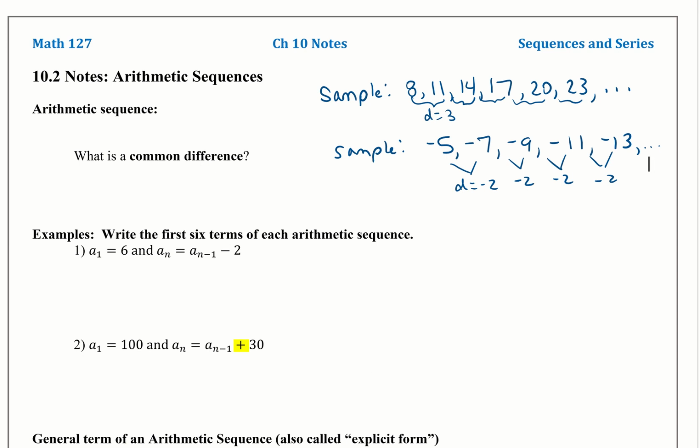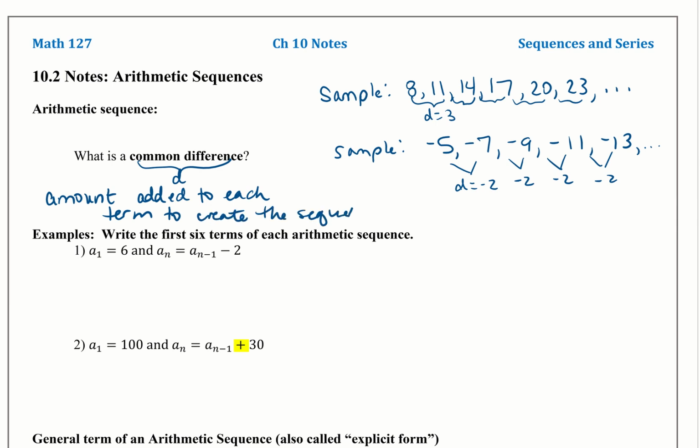So a common difference, we'll use the letter D, and it is the amount that is added or subtracted. And when we think about subtraction, you could also think of adding a negative to each term to create the sequence. So anytime you have a situation where the pattern for one term to the next term is either adding or subtracting the same number each time, that would be called an arithmetic sequence.